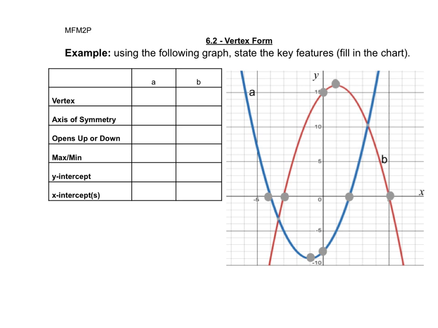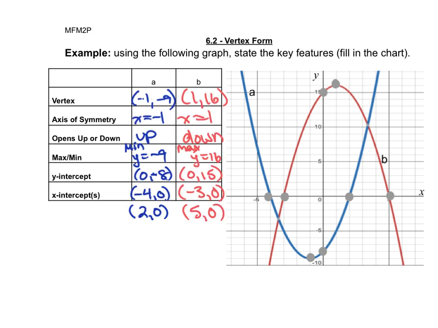Here are the results for graph A. And there are all the points for graph B. Remember that our vertex is the point where the graph turns on itself. That is where we find the maximum or the minimum. It is where we find the axis of symmetry. And then, of course, there are the x-intercepts and the y-intercept, which is where it crosses the x and the y-axis.